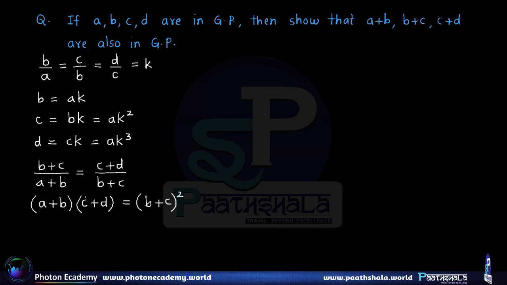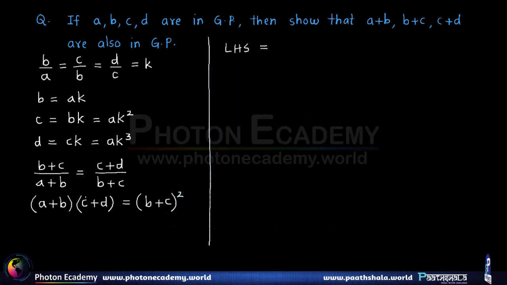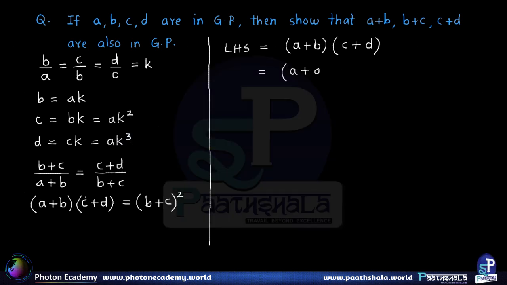Alright. So now let's start with LHS. LHS is A plus B into C plus D. Now let us substitute the values that we have got. A is the same, B is nothing but AK, right? Then C we found to be AK square and D is nothing but AK cube.